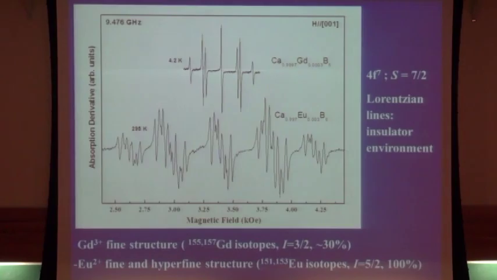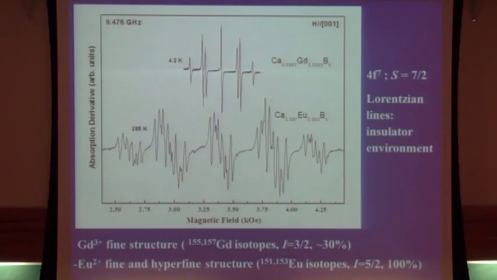So when you have an insulator, you can see the splitting of the lines. And europium also has hyperfine lines, because it has a nuclear spin. So you can see a very complicated spectrum like that, where you can map all the lines and get the parameters from the crystal field and the parameters from the hyperfine coupling with the nuclei. So it's a very powerful technique when you can see all the lines.